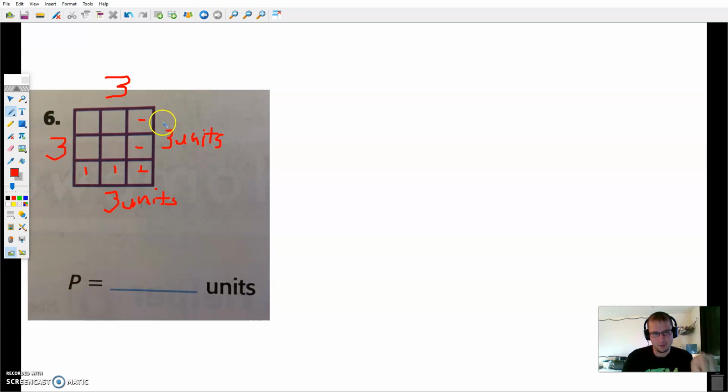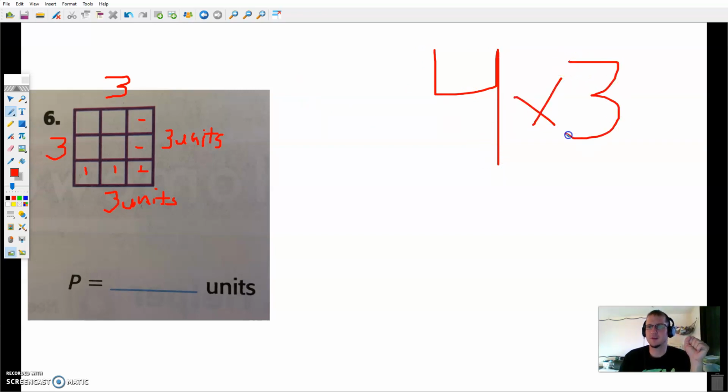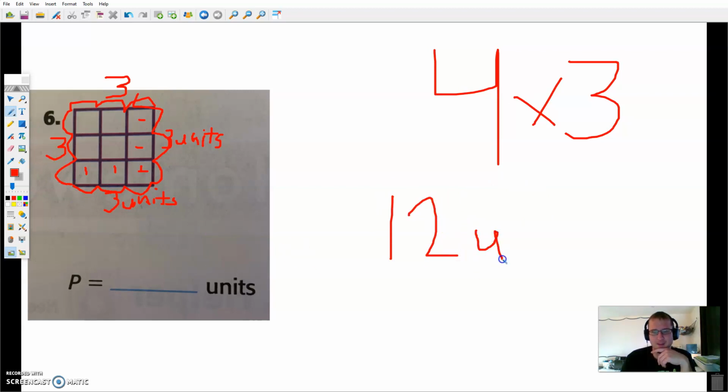So we have 3 plus 3 plus 3 plus 3, or we have 2 times 3 plus 2 times 3, or just simply 4 times 3. Now if you look here, 1, 2, 3, 4, 5, 6, 7, 8, 9, 10, 11, 12. So even if I just count them when it's drawn out like this, I come to that same answer of 12 units. Hopefully that makes sense to you.